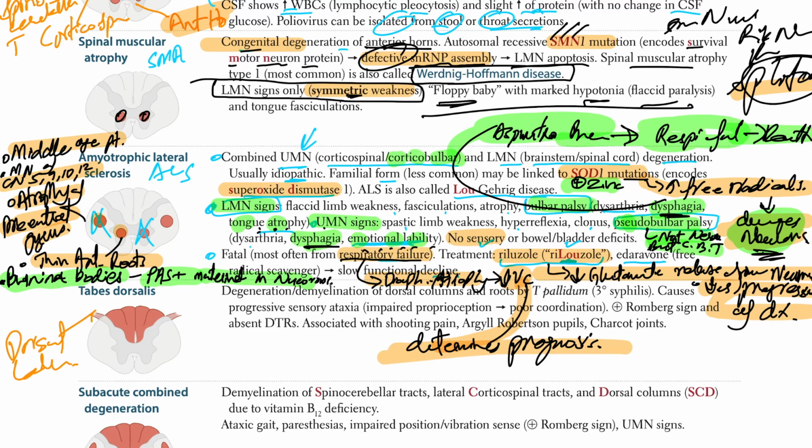With the lower motor neuron lesion leading to atrophy, when it hits the diaphragm, it's going to cause diaphragmatic atrophy. That's going to cause a decrease in vital capacity. That decrease in vital capacity determines the prognosis of Lou Gehrig disease, which is ALS. And that is going to be all for ALS.